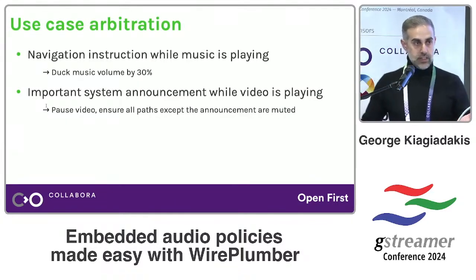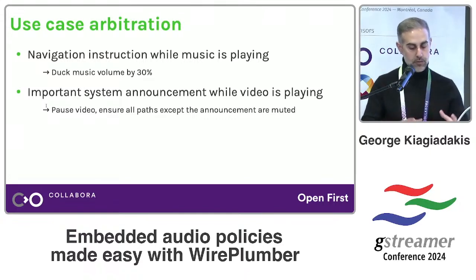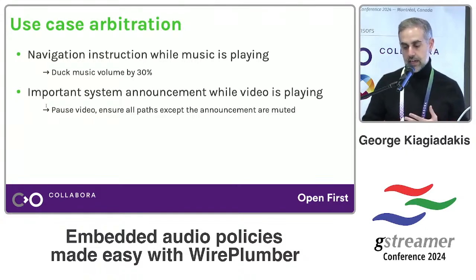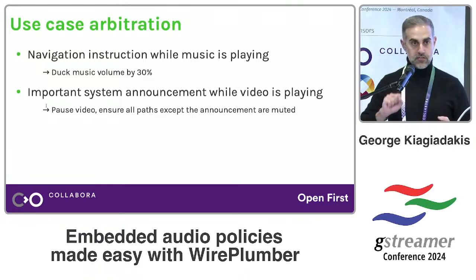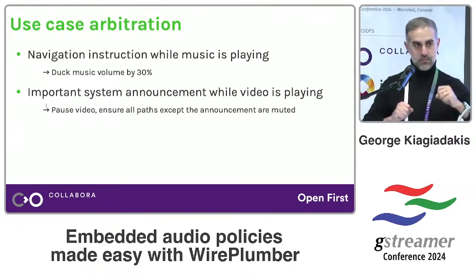Finally, there's a third component in that policy, and that is the arbitration between use cases. So let's say you have a navigation instruction coming out of your navigation app while there is music playing. What should happen? Typically, something that many systems do is apply a volume duck for the music. So the music suddenly drops volume by, let's say, 30–40%, and you hear the navigation instruction clearly, and then the music ramps up again, maybe with a nice curve, so that it doesn't go suddenly up or down.